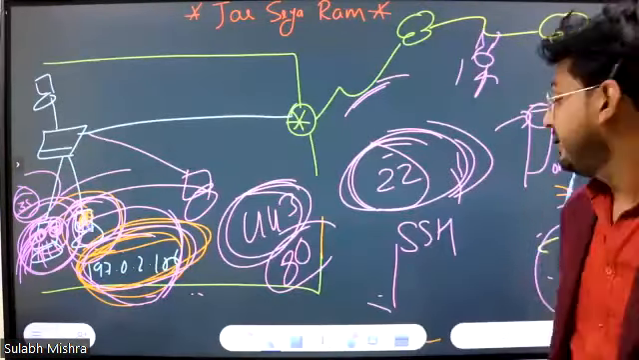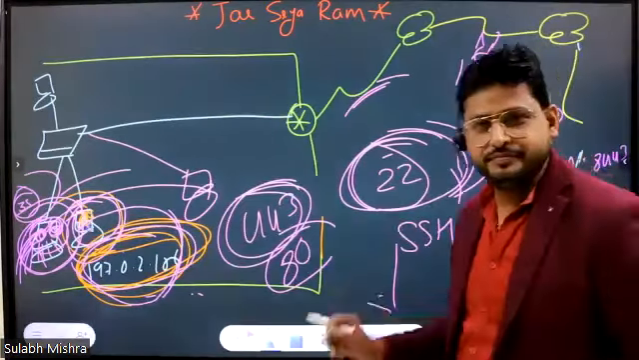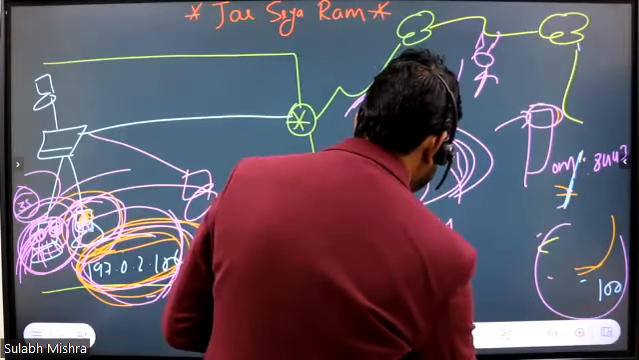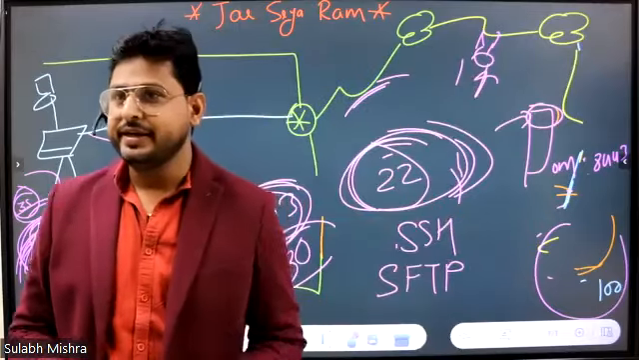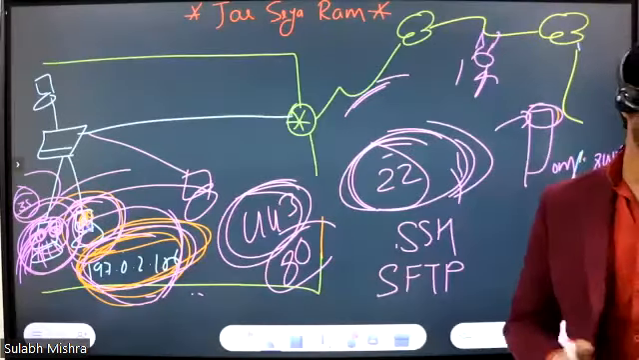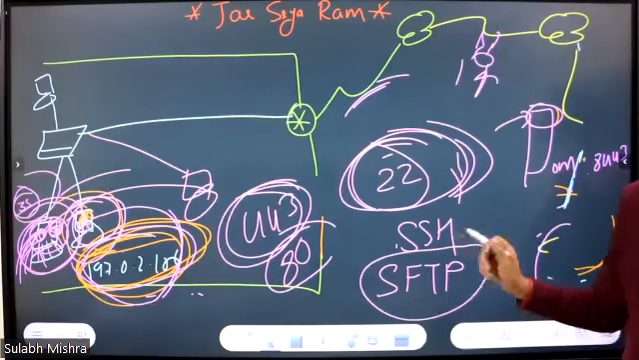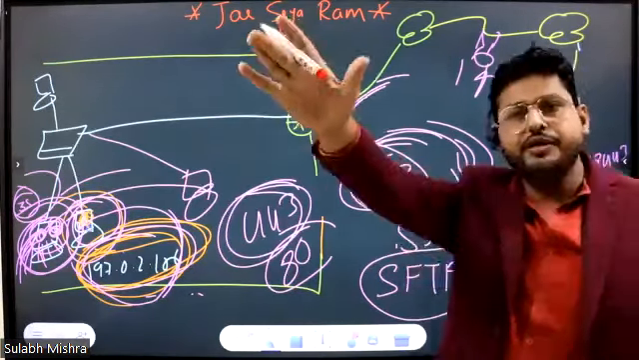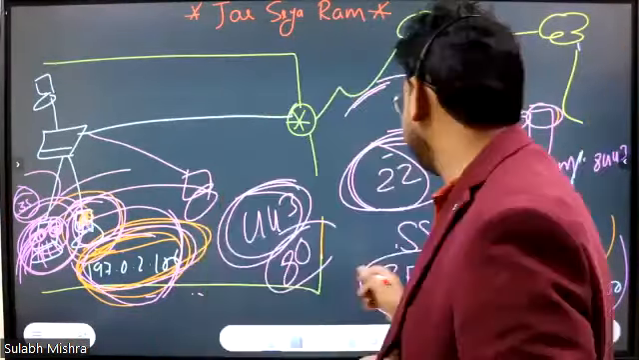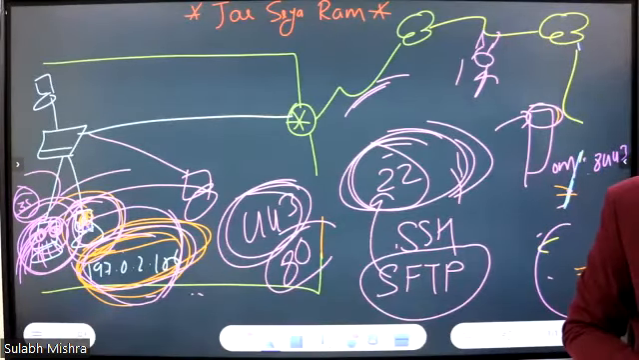What is the other purpose of port 22? Secure, encrypted file transfer: SFTP, Secure File Transfer Protocol. If you want to send a big file, there is an application which uses the SFTP protocol. Securely, you can send the big file from one source to a destination on SFTP. And SFTP also works on port number 22, right?